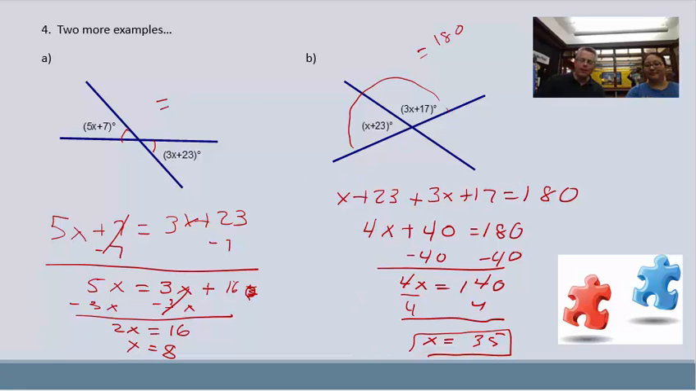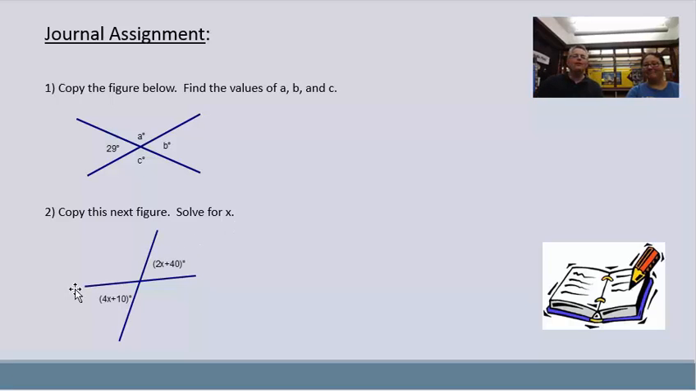Okay, very good. Time for the journal assignment. Copy the first figure, find the values of A, B, and C. That'll take you just a minute. And then on the second figure, copy it, and you have to decide, are those two equal or do they add to 180? So you've got to figure out the right relationship and then write the equation and solve.